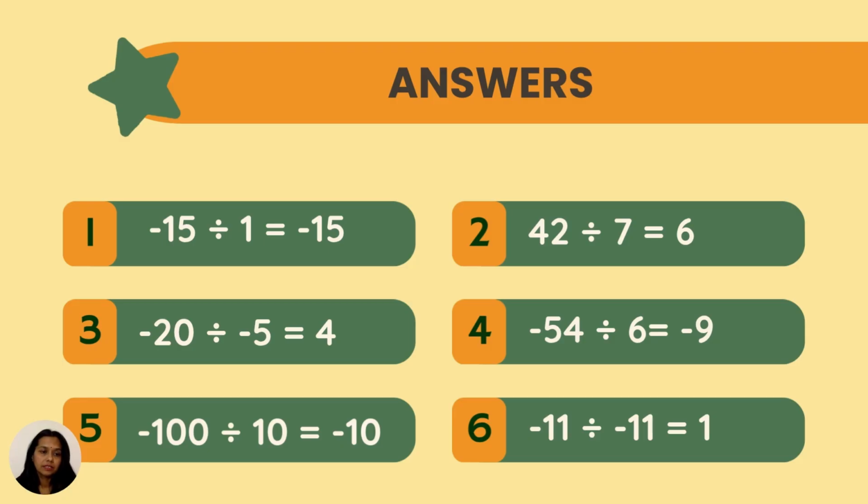So here are your answers. For number 1, negative 15 divided by 1 is equal to a negative 15. Number 2, 42 divided by 7 gives us 6. Number 3, a negative 20 divided by a negative 5 will give us 4. Number 4, a negative 54 divided by 6 will give us a negative 9. Number 5, a negative 100 divided by a positive 10 will give us a negative 10. And finally, number 6, a negative 11 divided by another negative 11 will give us a positive 1.